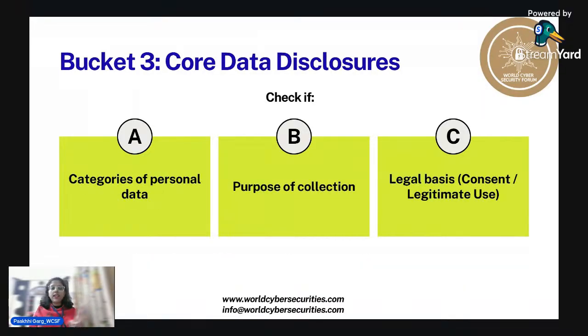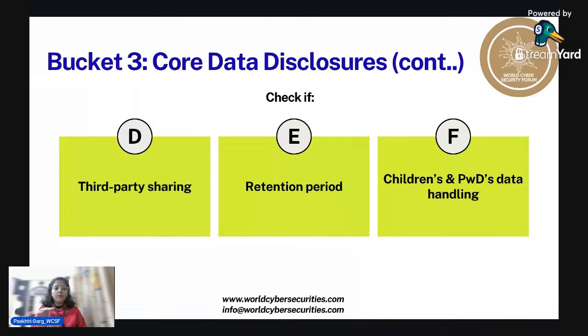Bucket 3, core data disclosure. Check what categories of personal data that particular website is collecting, why they are collecting it, which means the purpose of the collection, and what the legal basis for processing the data is, whether it's consent or legitimate use. That should be clearly visible in the privacy notice. Apart from that, third-party data sharing, retention period, and how the data of children and people with disability will be handled. All these things become your core data disclosure. Ultimately, if any of these is absent, that's going to be the biggest problem with that privacy notice.